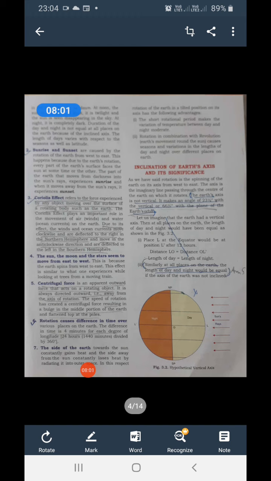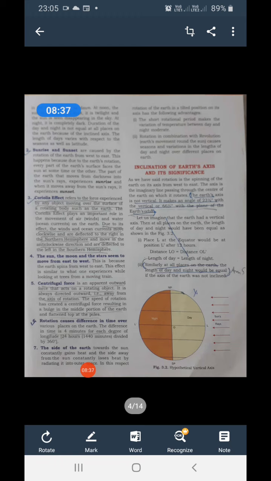So this is the effect due to the rotation of the earth. Then rotation causes difference in time. We know there are 360 degrees of longitude, and the earth covers all these 360 degrees of longitude in 24 hours. So at every 1 degree of longitude, the sun shines for 4 minutes. So there will always be a difference in time as the sun changes its position from one longitude to the other. So these are the 6 major effects which you are going to learn.